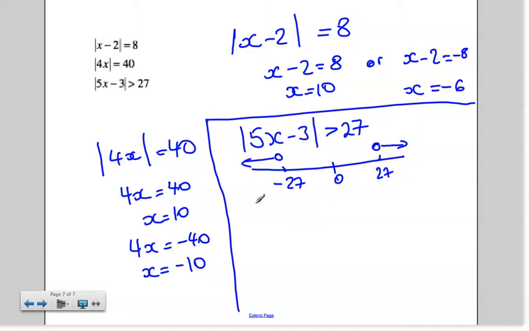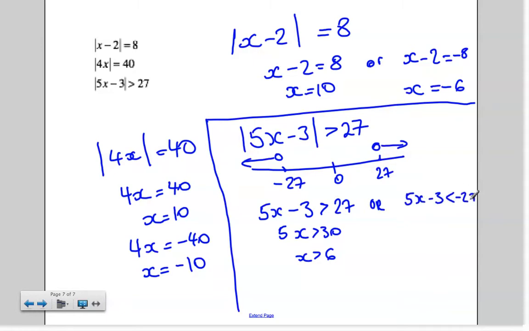So let's deal with the positive ones first. So 5x minus 3 greater than 27, which means 5x is greater than 30, x is greater than 6, or 5x minus 3 is less than minus 27, which means 5x is less than minus 24, because we're adding 3 to both sides, which means x is less than 24 divided by 5, which is 4.8.